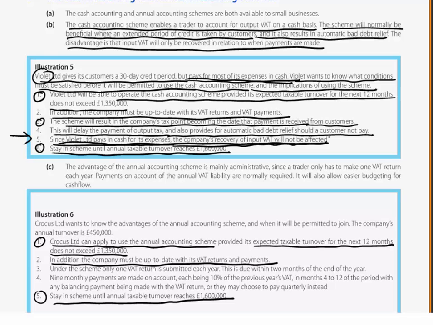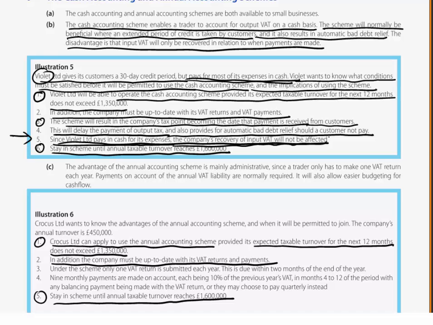But before opting for this cash accounting scheme, you've not just got to think about the time taken by your customers to pay you, but of course also the credit period that you take from your suppliers, in terms of whether or not the scheme will be a good idea. Okay, so you need to know how the scheme works, who is eligible, and the advantages and disadvantages of the cash accounting scheme.